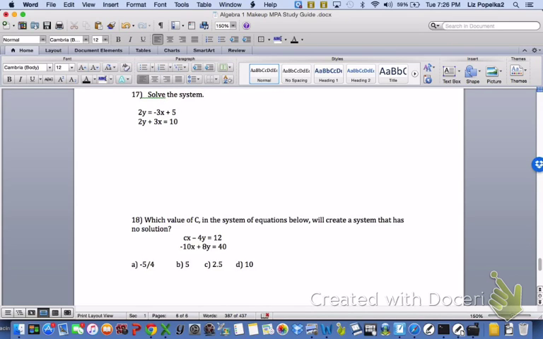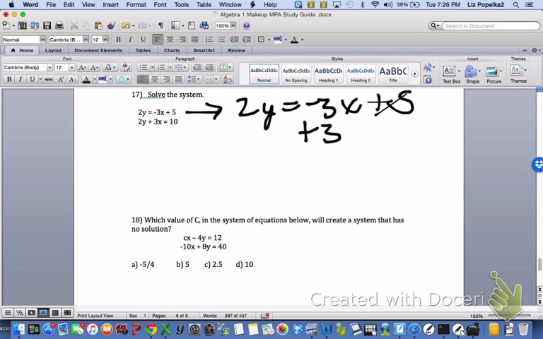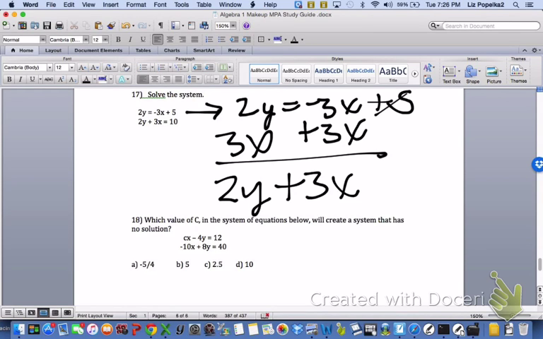So we need to fix that. I'm going to take this one, I believe, and this is the one I'm going to change. So I've got 2y is equal to negative 3x plus 5. In order to change it so that it's lined up with the bottom one, I need to get this 3x over to the other side. So I need to add 3x to both sides. That's going to give me 2y plus 3x is equal to 5.